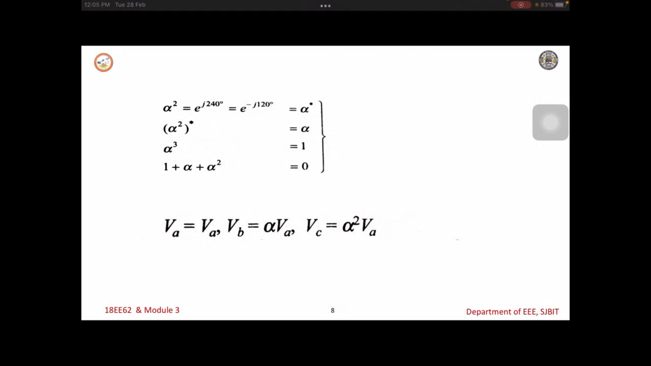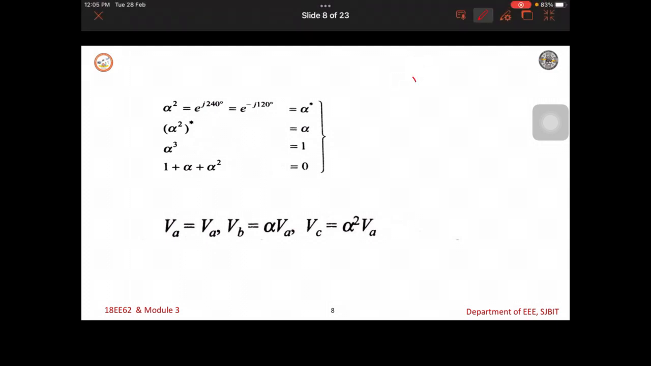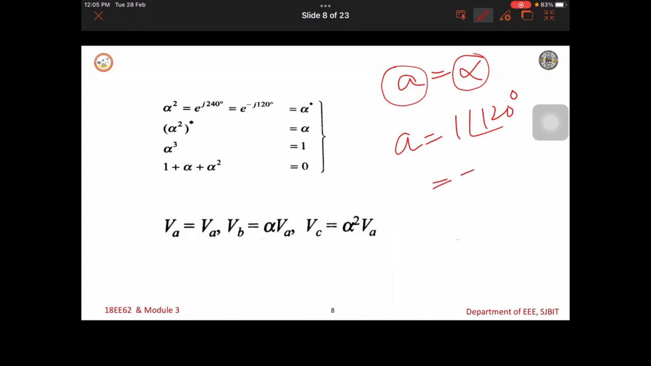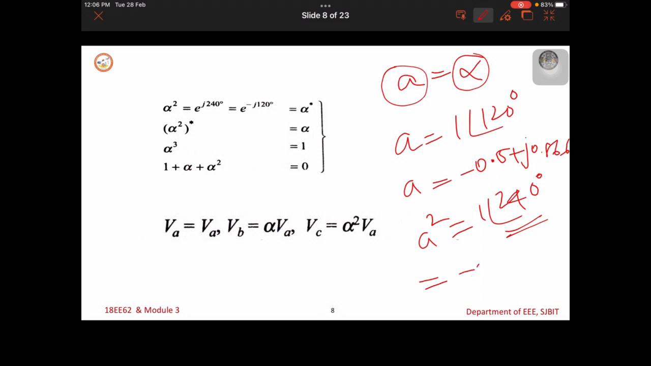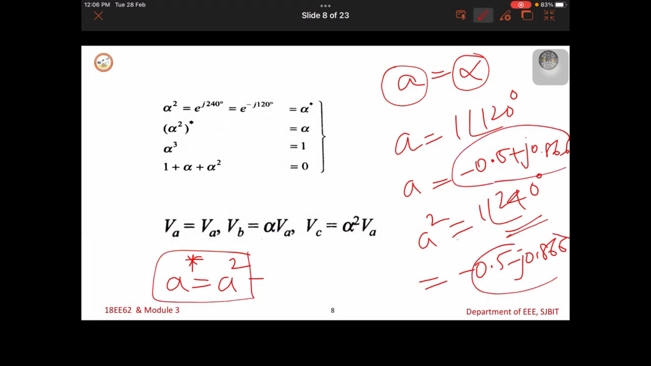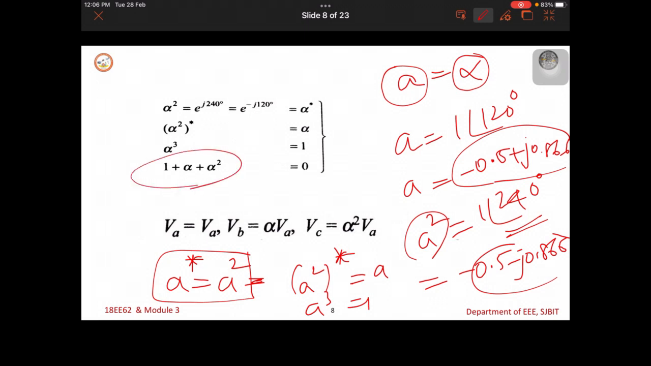See, you can see the operator A, or you can consider it as alpha. Both are the same. A is nothing but 1 at an angle of 120, which is minus 0.5 plus j 0.866. A square is 1 at an angle of 240; in rectangular form, you will get minus 0.5 minus j 0.866. So if you take the conjugate of A, it becomes A square, and if you take the conjugate of A square, you get back A. Then A cube is 1. Here alpha means A. 1 plus A plus A square is 0. This is what I explained in the previous slide.